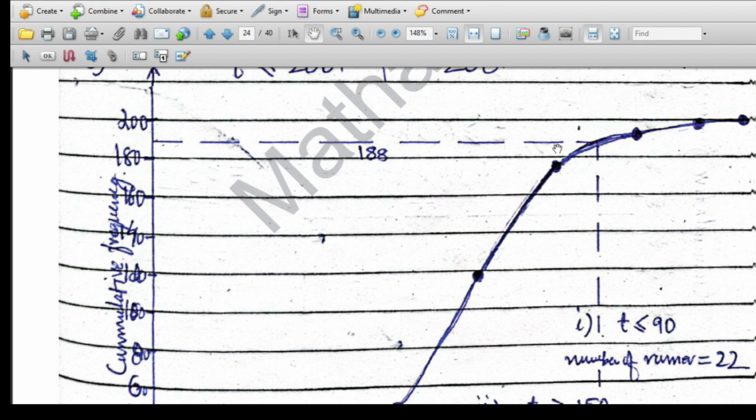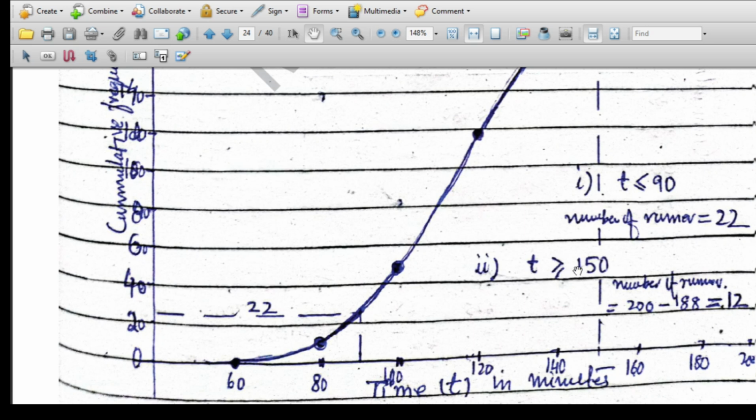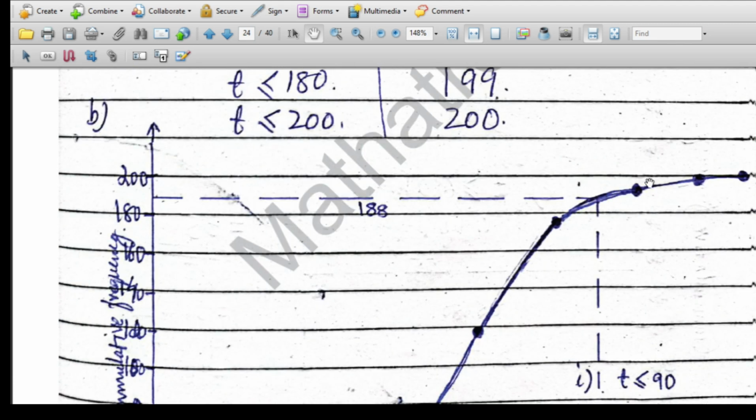So for more than 150 minutes, 200 minus 188 is just 12. Because t less than 150 is 188, t greater than 150 is 200 minus 188, which equals 12. So 12 runners took more than 150 minutes, which is represented on this cumulative frequency diagram.